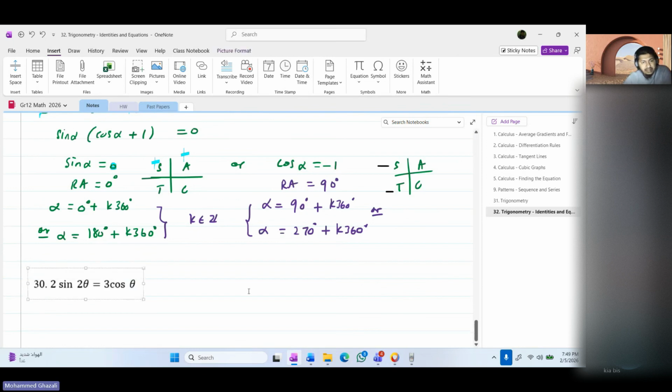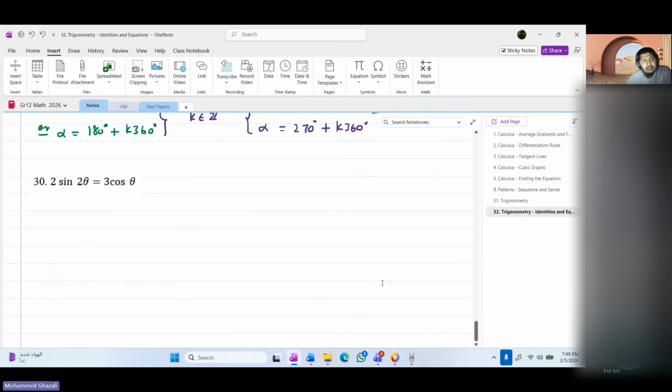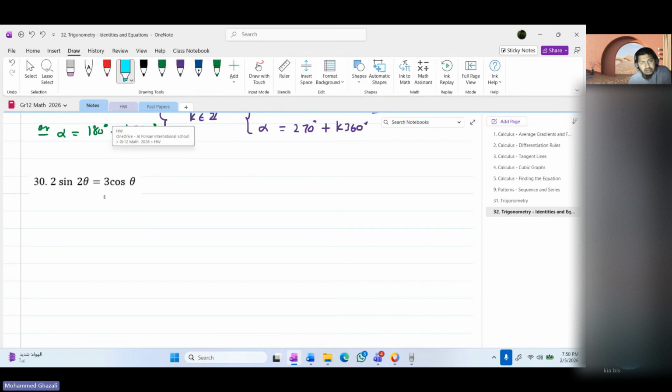Question number 30. So what we have here is 2 sine 2 theta minus 3 cos theta. We want to find the general solution. All right, we want to solve this trigonometric equation. Now, the problem is we have different angles, so it clearly can't be tan. It's not a tan, all right? Because the angles are different. If the angles were the same, there was no 2 here, you convert to tan and easy peasy.